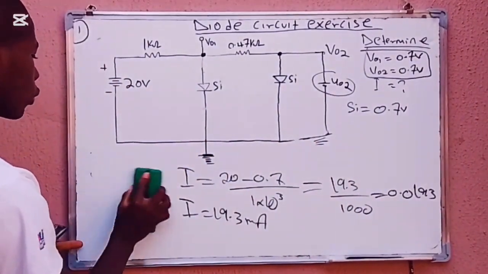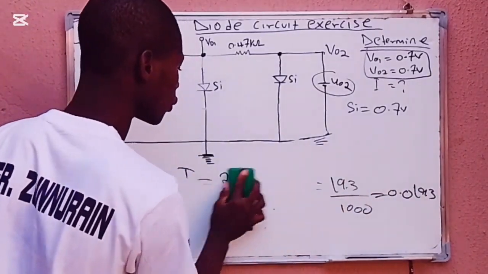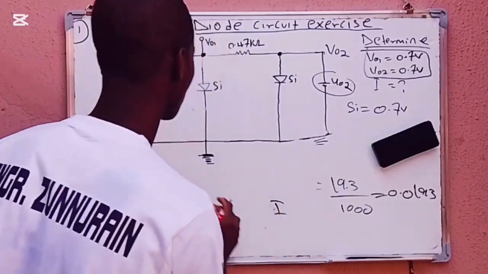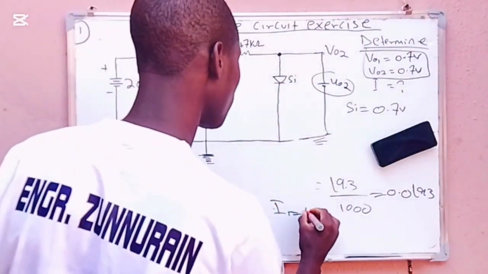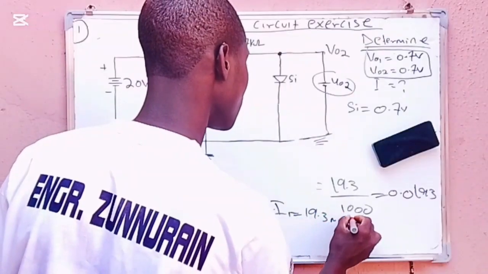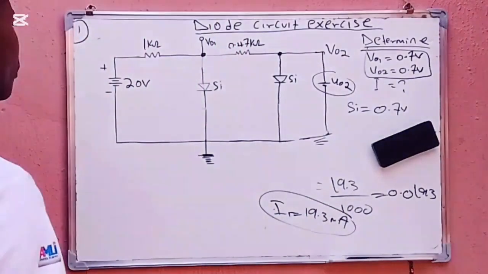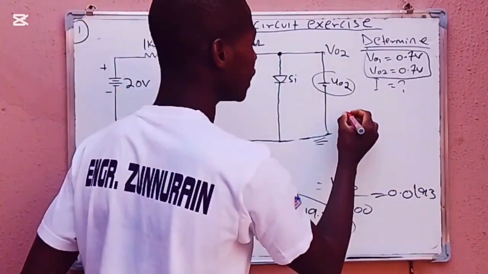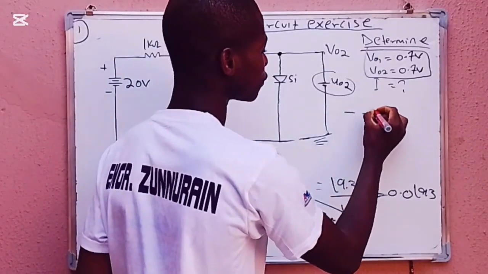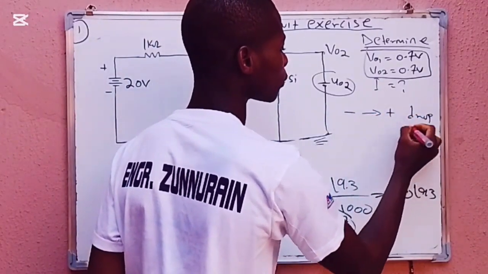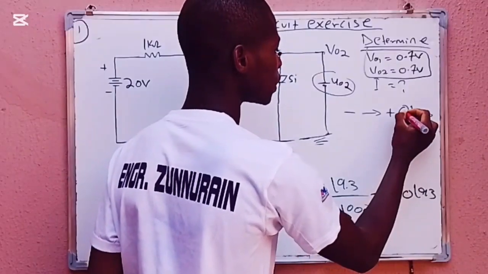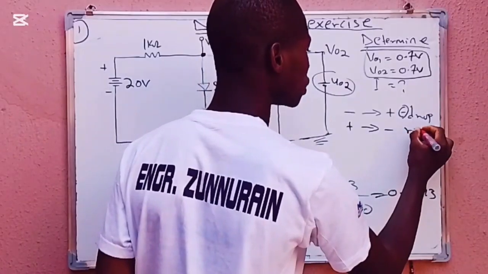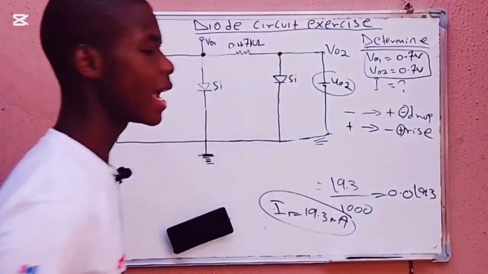If I use the second way, by using KVL, what am I going to get? I'll get the same answer. The current in this mesh should be 19.3 milliamps. There is one thing that I want you to know: whenever we go from negative to positive, it will drop. What is drop? Drop means negative. And whenever we go from positive towards negative, it will rise. Rise is positive.